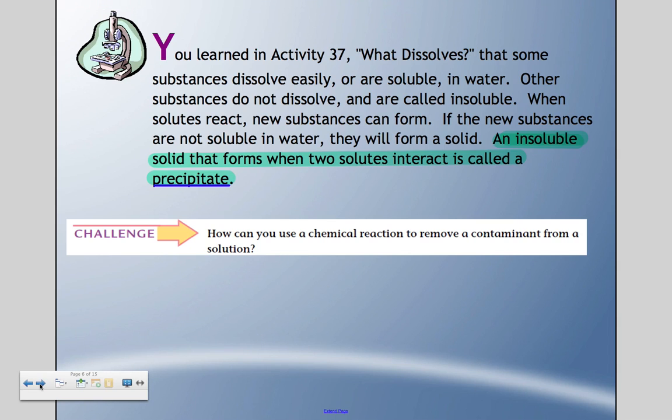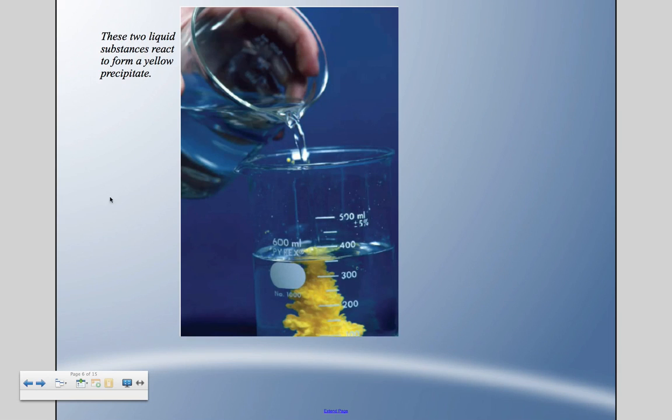Going on to the next slide. So here is exactly what they were talking about. If we take these two substances that are clear, we pour in this liquid, we form something down in this container. This is a precipitate. And then that means that there was a chemical reaction.